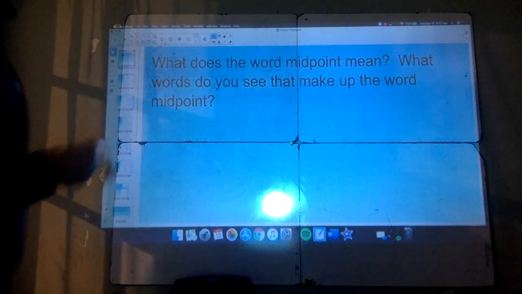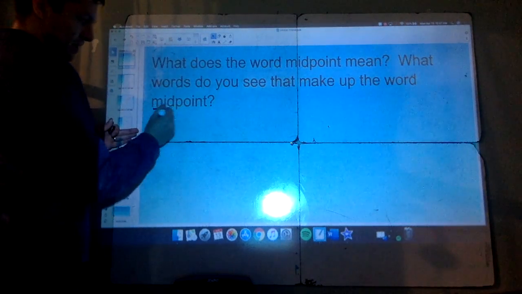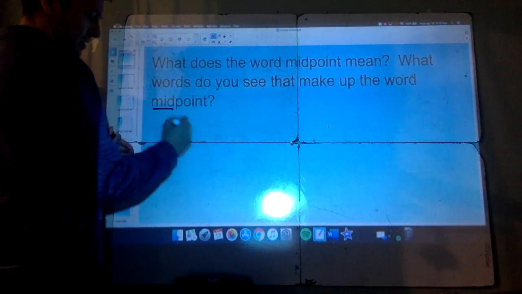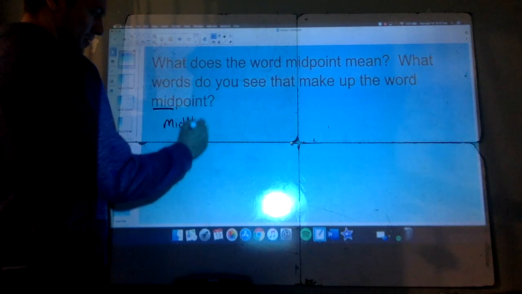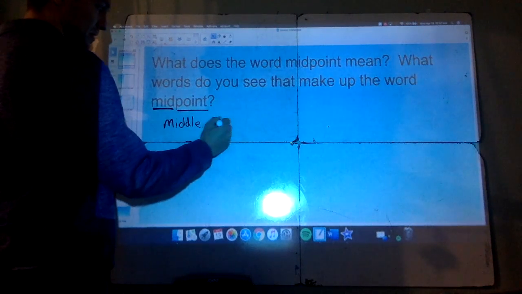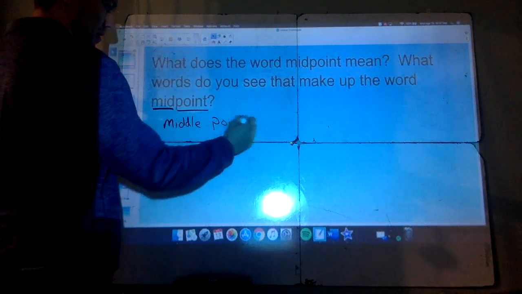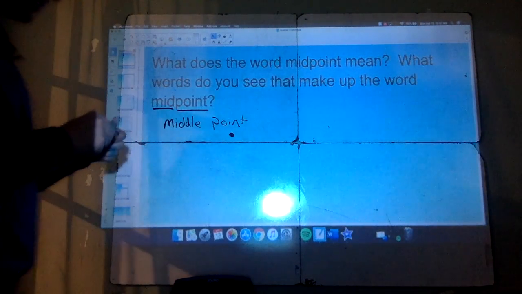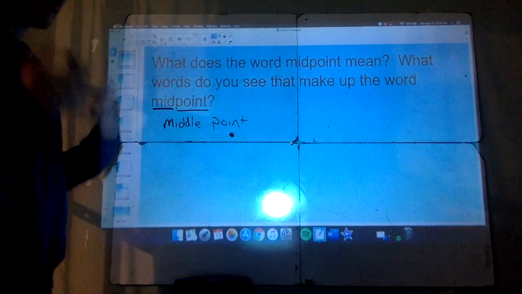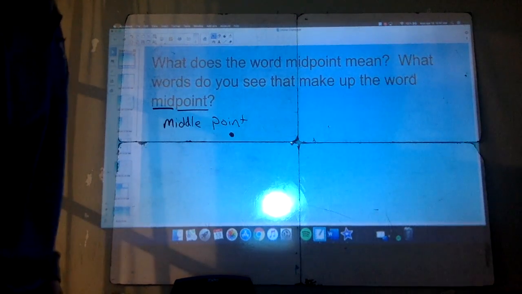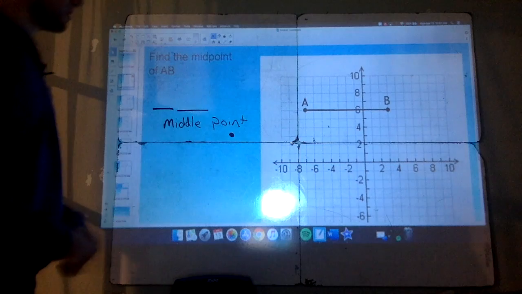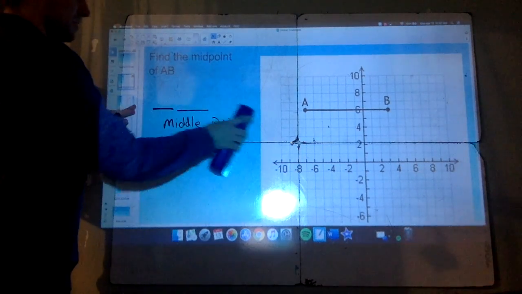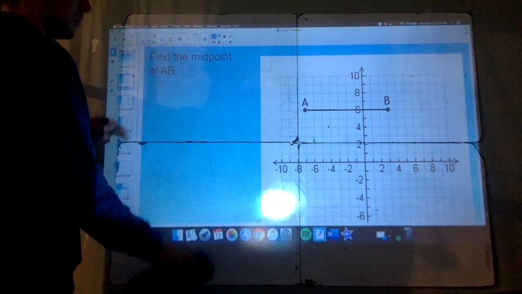So to me, I see two words. I see mid, which is middle, and point, which in math means a dot. So the middle dot, it's the middle dot of something. What that looks like is we looked at this graph and we said find the midpoint. What's the middle point of AB?